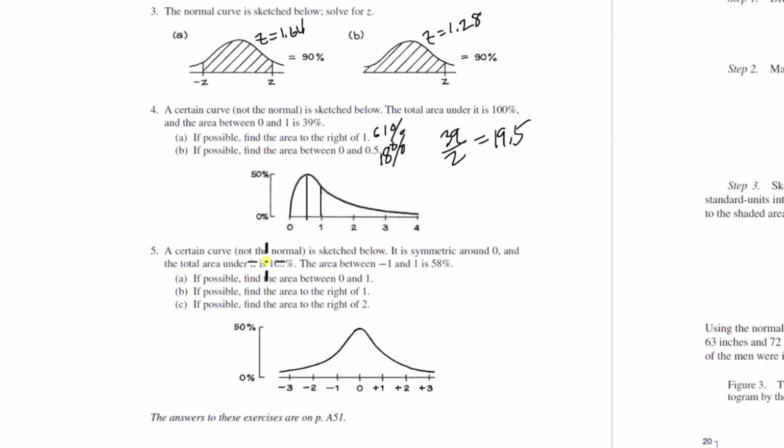A certain curve, not the normal, is sketched below. It is symmetric around 0, and the total area under it is 100%. The area between -1 and 1 is 58%. If possible, find the area between 0 and 1.